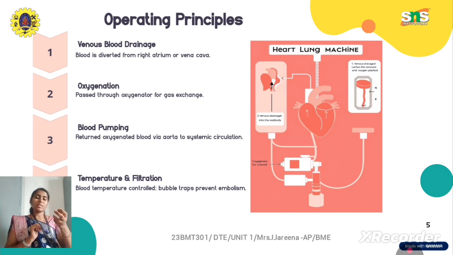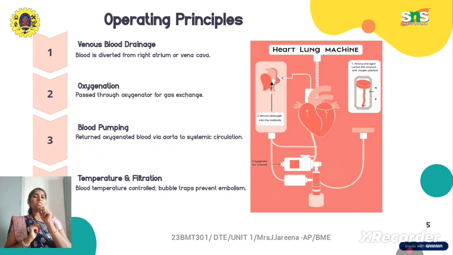The next step is blood pumping. This takes over the functionality of the heart. The blood coming out from the oxygenator is oxygenated blood. It is enriched with oxygen and CO2 has been removed during the process. That blood is going to be returned into the body through the blood pumping mechanism. We have the pump components in the heart lung machine, right? That pump is going to pump this oxygenated blood into the aorta, again through the cannula which is attached to the aorta in the natural heart.